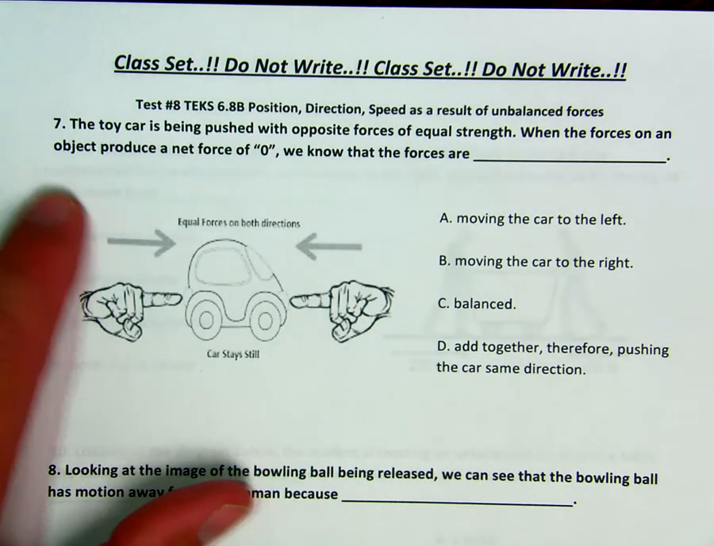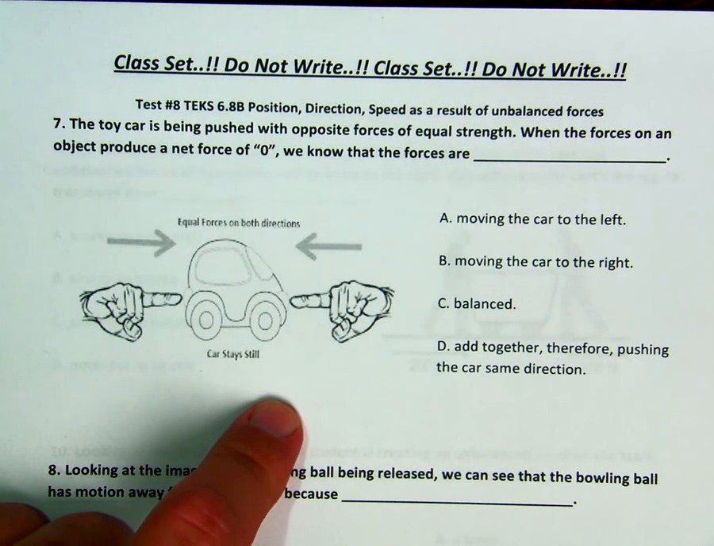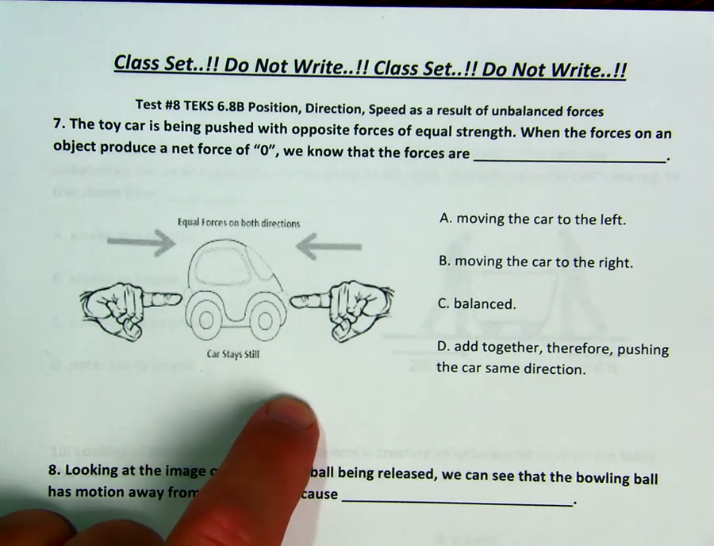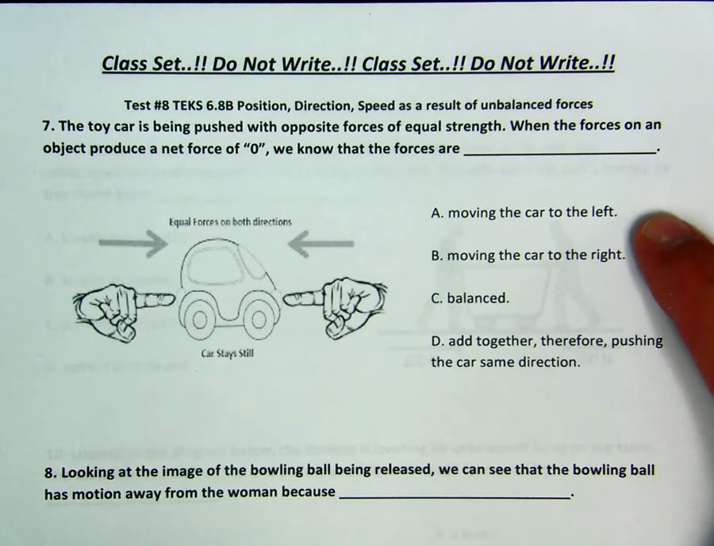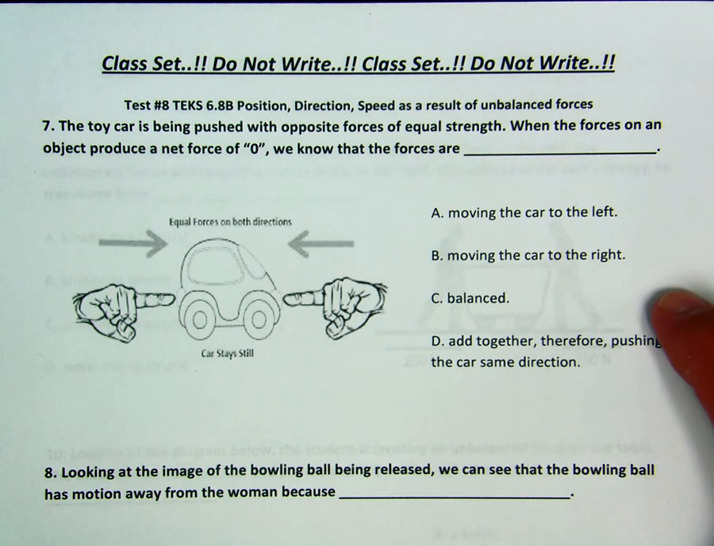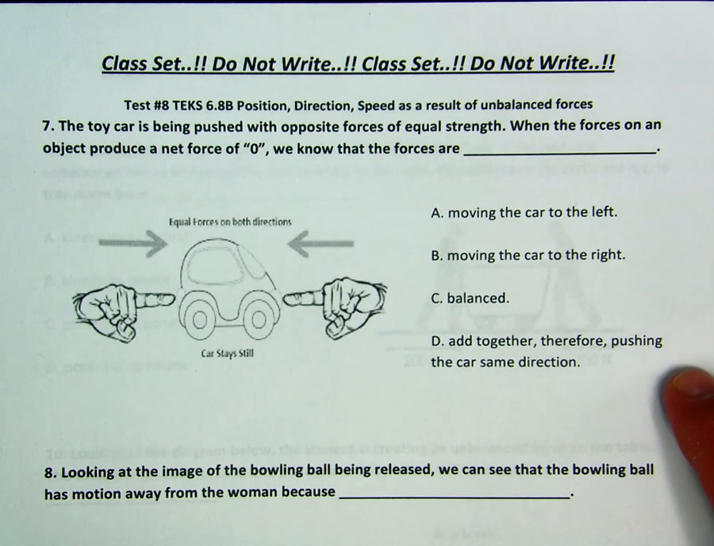Number 7, the toy car is being pushed with opposite forces of equal strength. When the forces on an object produce a net force of 0, we know that the forces are A, moving the car to the left, B, moving the car to the right, C, balanced, or D, add together, therefore pushing the car in the same direction.